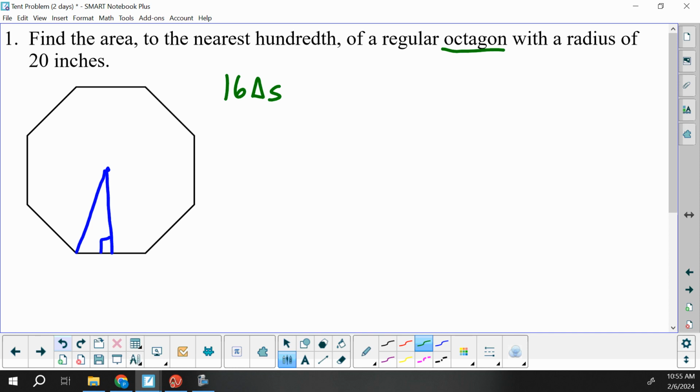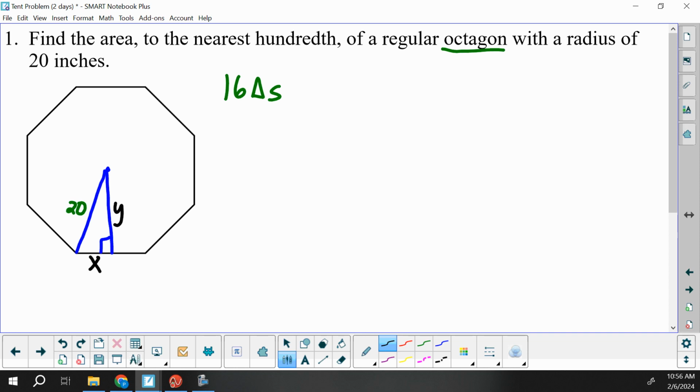Well, they told us the radius is 20. So let's go ahead and label that in our picture. The radius goes from the center to one of the vertices. To find the area of this right triangle, we need the base and the height, the 2 parts that make the right angle. So let's pick some variables for those that are not in the problem. I'm going to call those x and y.